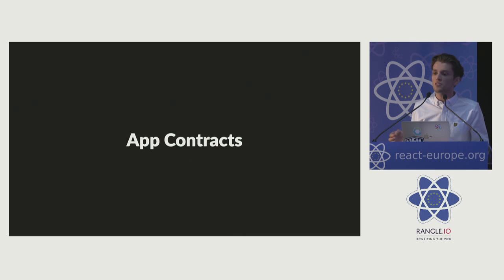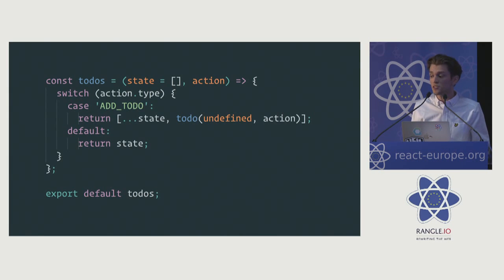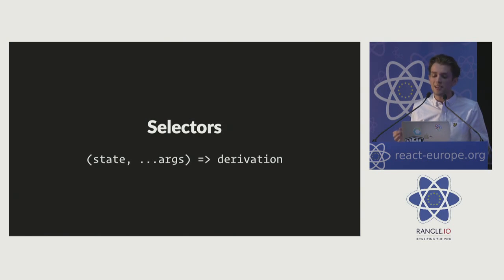So the contracts that you use while you develop the app, I'm going to mention the reducers, which is the way to specify how the state updates. And reducers are interesting because reducers are composable. So a reducer called todos can call a todo reducer to figure out how an individual todo is updated without knowing its state shape and its implementation details. Composability is very important.